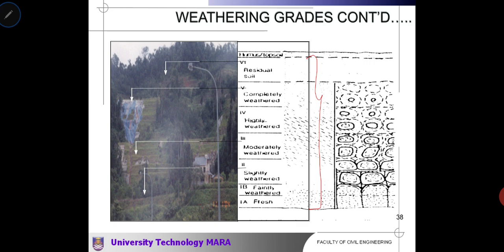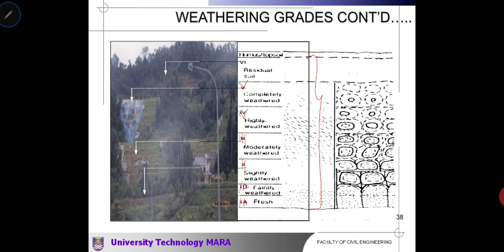And how do you explain grade 5? This one is grade 5, you can say that particular part has completely weathered, but there is still some trace of rock. And number 4, you will define as highly weathered. Grade 3 is moderately weathered. Grade 2 is slightly weathered. And grade 1 is fresh rock. Or this one, you have two types of explanation, 1B and 1A. Grade 1B is fairly weathered, and grade 1A is fresh.